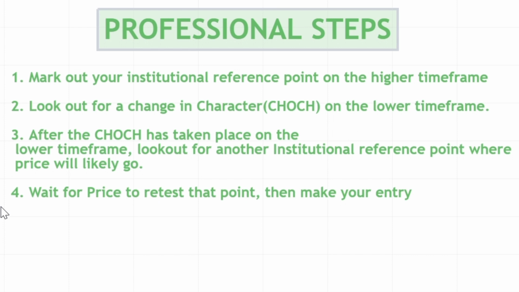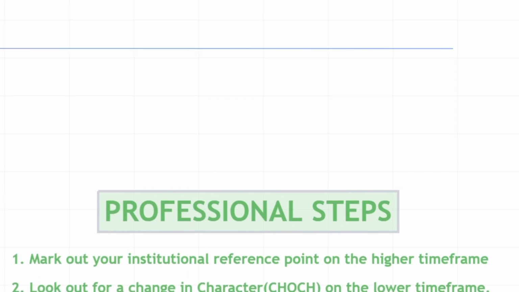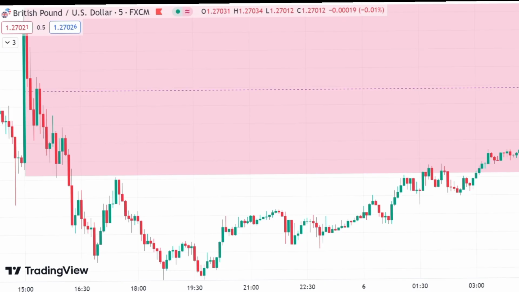This is the final step. Once you have your trade set up in this manner, you have no double thoughts on it. Even if the trade doesn't go your way, you know that you made effort doing this. So I'll be going over to the chart to show us some examples that would look and make sense to us. Now, according to rule number 2, look out for a change in character.